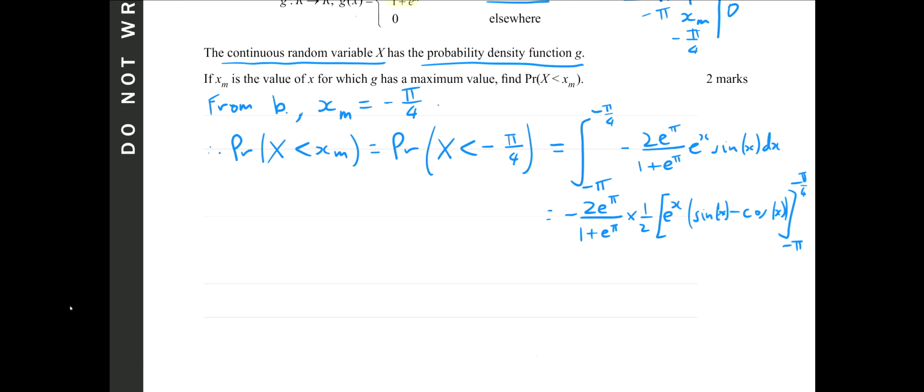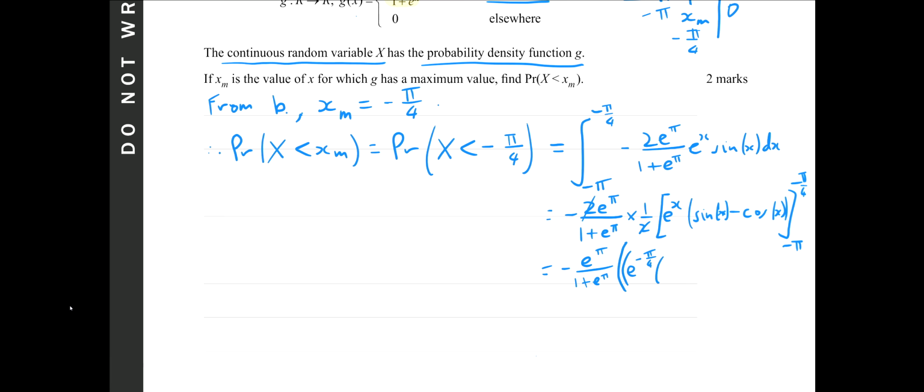So we need to now work out the integral itself. So first things first, we can see that the 2 and the 2 can cancel out. So let's just get rid of those. And we end up with negative e^π over 1 plus e^π. And then we need to start subbing in the negative π on 4 into the big bracket. So I've just got a big bracket here, and then plug in the negative π on 4. So that's e to the negative π on 4.